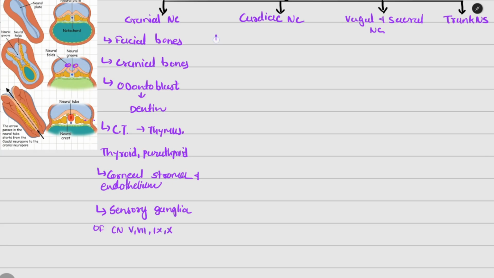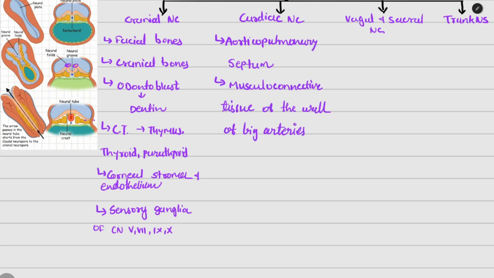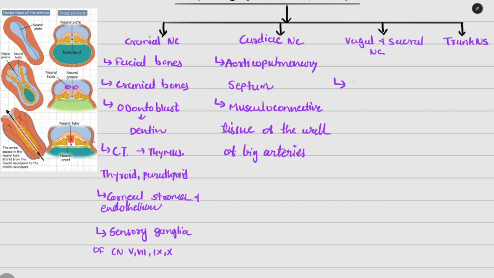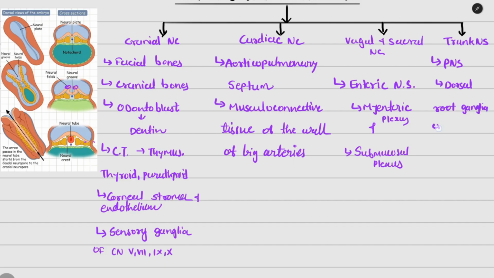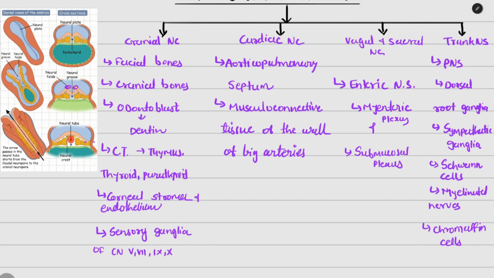Next we have the cardiac neural crest. It forms the aorticopulmonary septum and musculoconnective tissue of the walls of the large arteries. And then vagal and sacral neural crest forms the enteric nervous system, consisting of the myenteric plexus and submucosal plexus. Lastly, trunk neural crest forms the peripheral nervous system, dorsal root ganglia, sympathetic ganglia, Schwann cells, myelinated nerves, chromaffin cells, and melanocytes. And now before we summarize all of this, let me tell you, if vagal and sacral neural crest cells fail to migrate during embryogenesis, it causes Hirschsprung's disease in newborns.